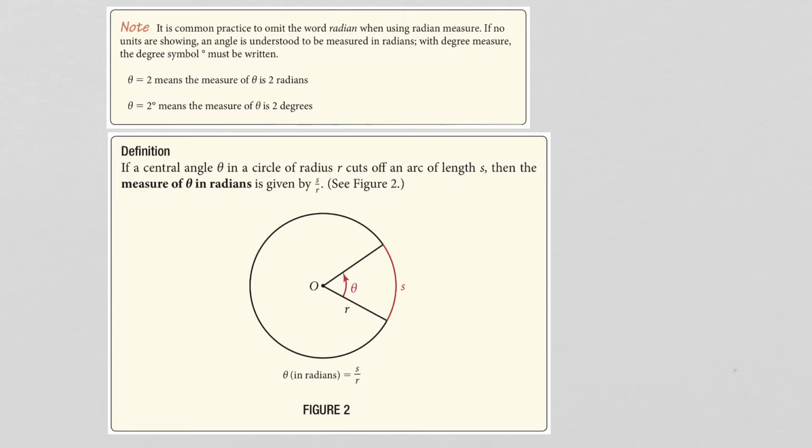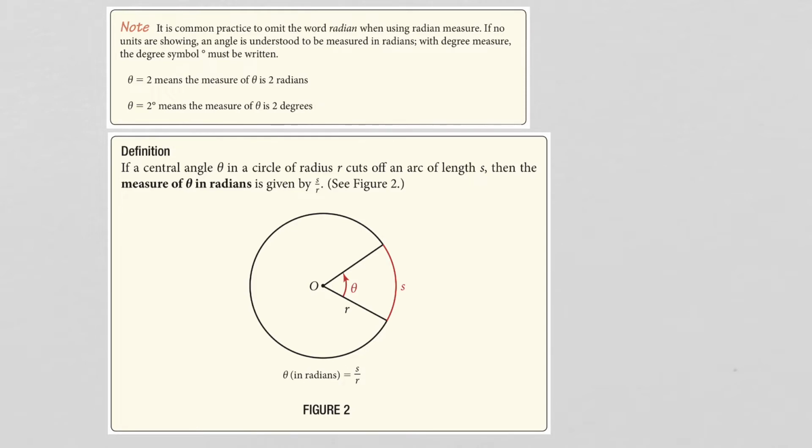Couple of notes here. So it is common to omit the word radian when we're talking about radian measure for an angle. So for example, if we have an angle where it says theta equals 2, that automatically means the measure of angle theta is 2 radians. If we're talking about degrees, we need to make sure that we use the degree symbol. You cannot forget to use a degree symbol when you want to talk about degrees. Because if the degree symbol is not there, we will be assuming that the measure is in radians.